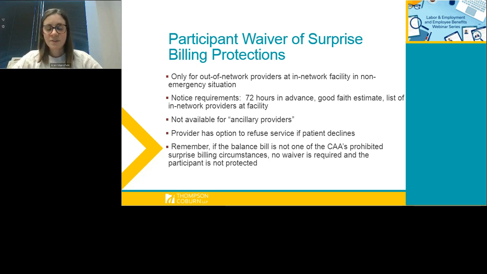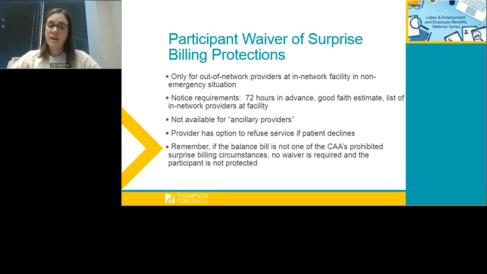There's a specific term for ancillary providers. Any ancillary provider cannot ask for a waiver of these protections. An ancillary provider is defined as radiology, pathology, emergency, anesthesiology, diagnostic and neonatal services, as well as assistant surgeons, hospitalists, intensivists, and providers offering services when no other in-network provider is available. So any provider in those categories cannot ask for a waiver of surprise billing protections.